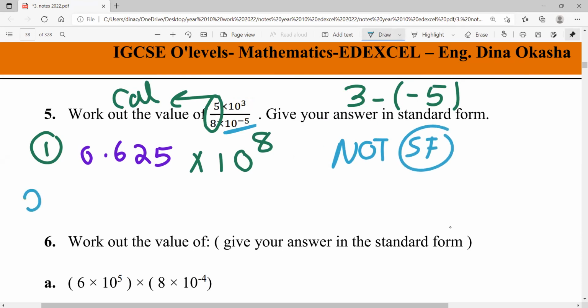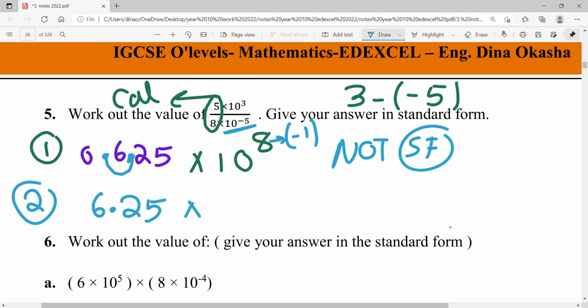In order for me to change this into standard form, I will move the point one step to the right. It becomes 6.25. Moving the decimal to the right, we said, what will happen to the power of 10? I will subtract 1 from the power of 10. So it will be times 10 to the power of 7. I moved this one step to the right, so I subtract from the power of 10. If you want to make sure that your answer is correct, let's do it together on the calculator.